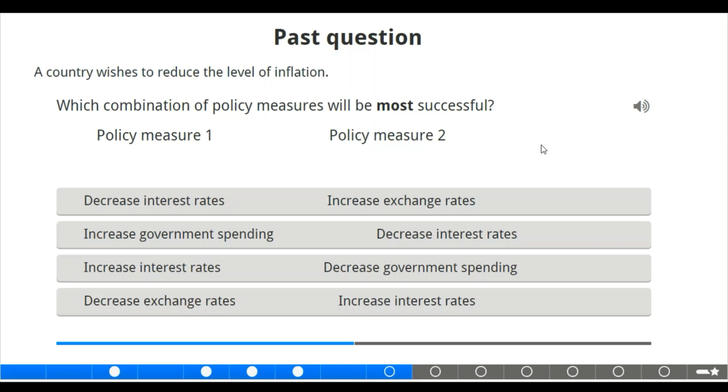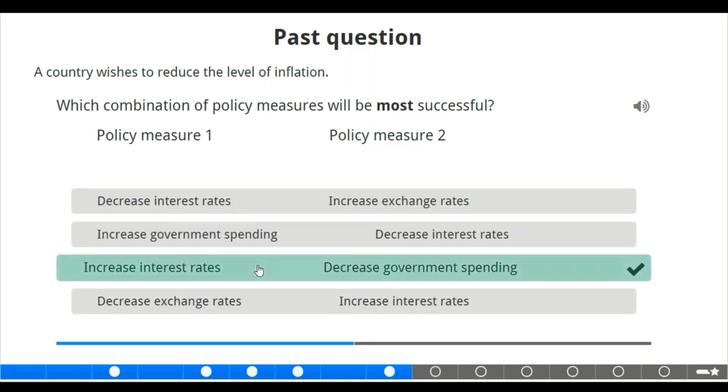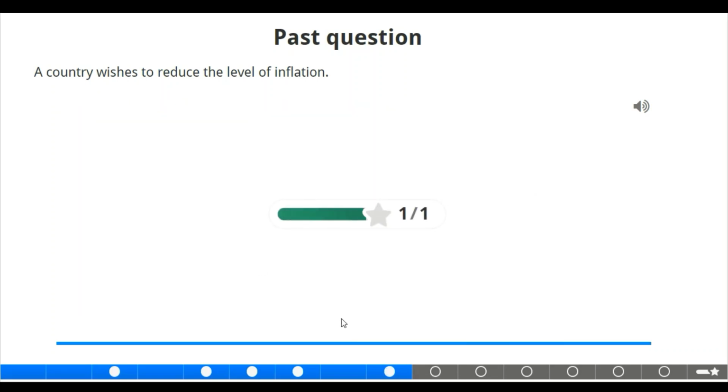We have decrease in interest rate. Of course, that should not be the answer, because contractionary policy deals with an increase in interest rate or taxes. Now here we have increased government spending, increased interest rate, decreased exchange rate. Of course, this should be our answer. For policy measure 1, we have to increase our interest rate, that is the contractionary monetary policy, to reduce the level of inflation. Now we move to the next slide.